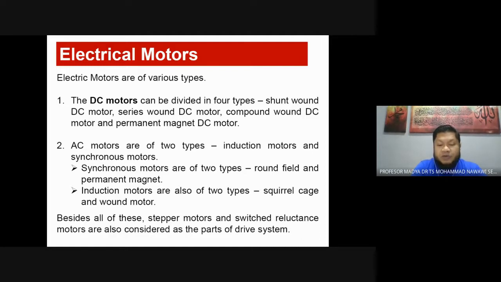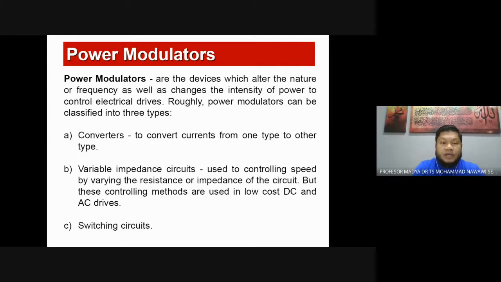Besides this, stepper motors and switched reluctance motors are considered as part of the drive. So later on, at the end of the semester, we're going to look into the stepper motors and switched reluctance motor, the more advanced motors that we have. And then we have the power modulators, which are devices that alter the nature of frequency as well as change the intensity of power to control the electrical drive.